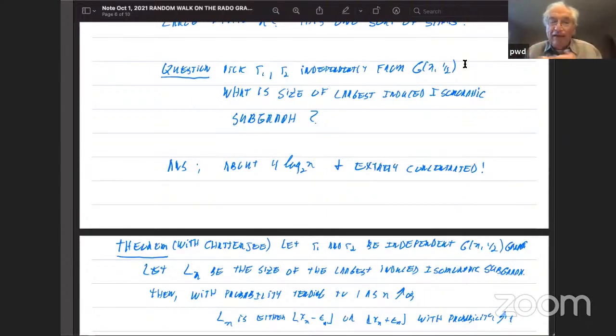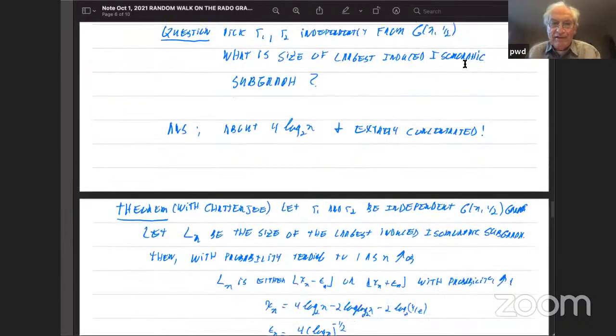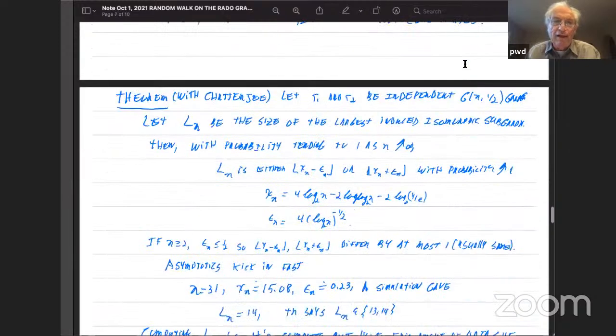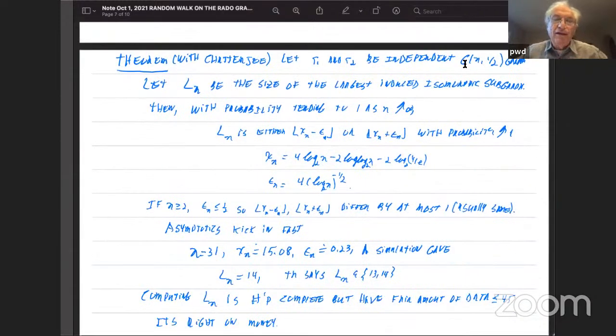It's not very big, but the answer is it's about 4 log n, and it's very, very concentrated. And I want to state that as a careful theorem. This is a theorem from work with Sourav Chatterjee, and here it goes. Suppose I have two independent Erdős-Rényi graphs, and let Ln be the size of the largest induced isomorphic subgraph in the two graphs.